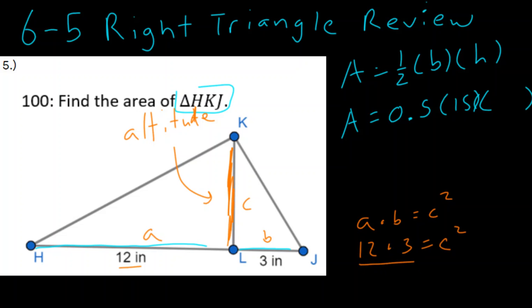Well, what's 12 times 3? That would be 36 is equal to C squared. And how do you get rid of a square? Well, we take the square root. And so we know that the square root of 36 is actually just 6. So our C value, or our height here, is 6. If you multiply those three numbers together, you will get the area of this triangle. Alright, let's move on to our next example.